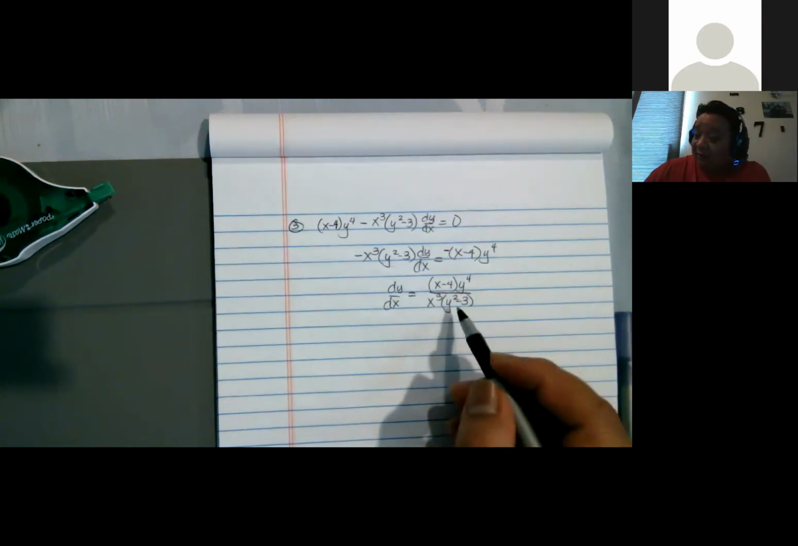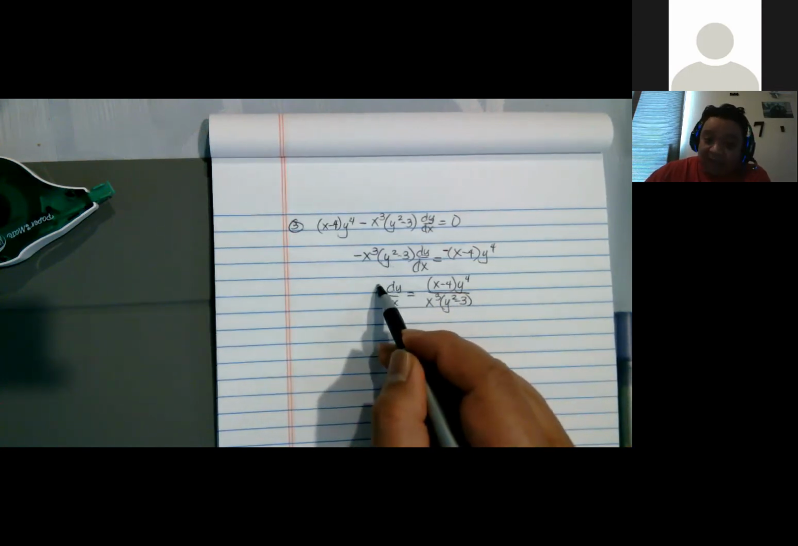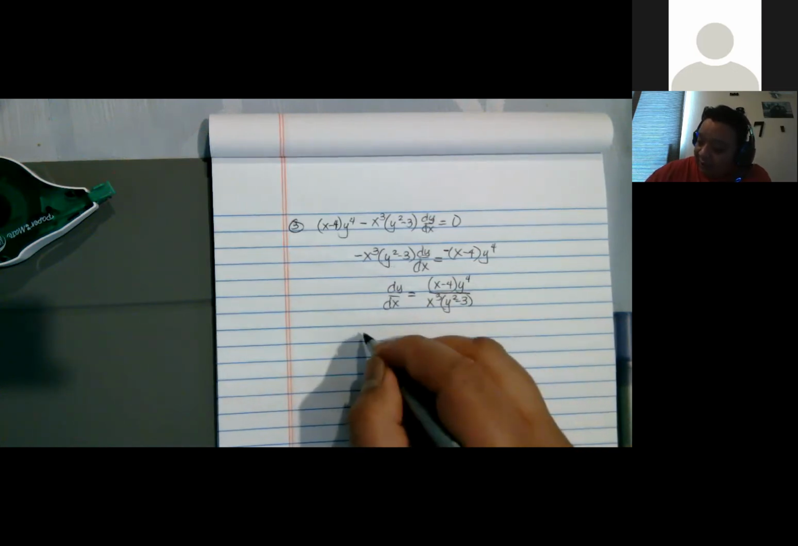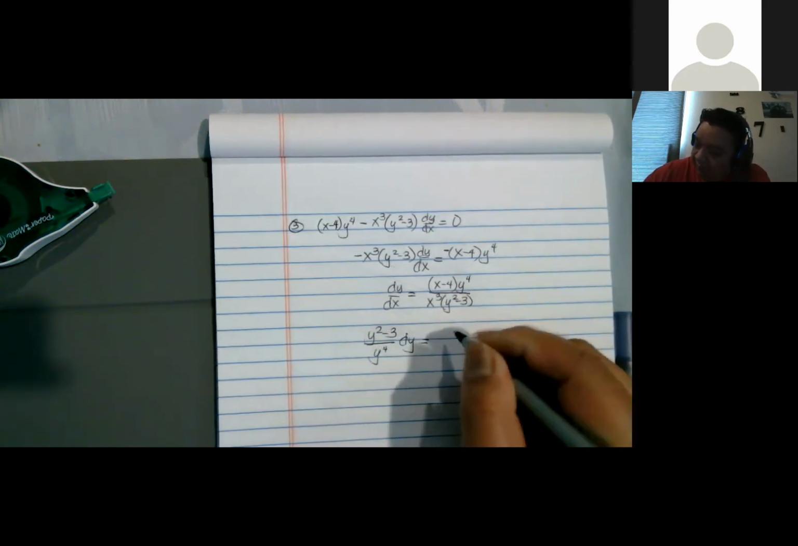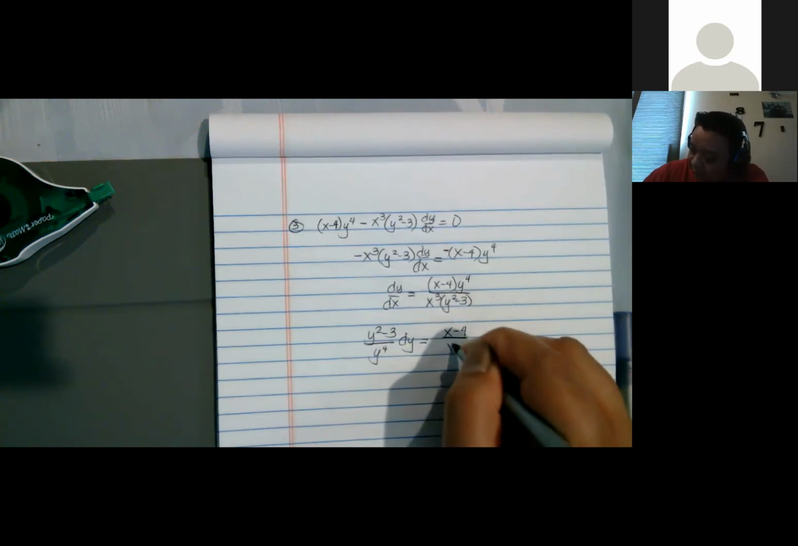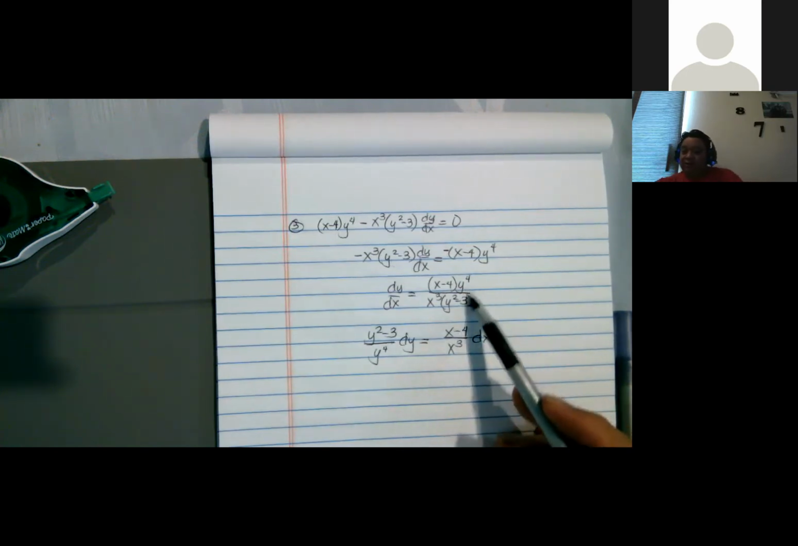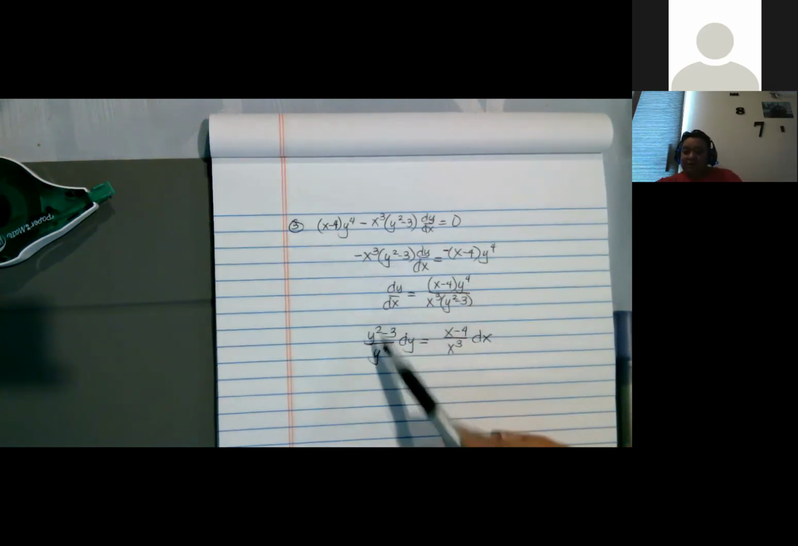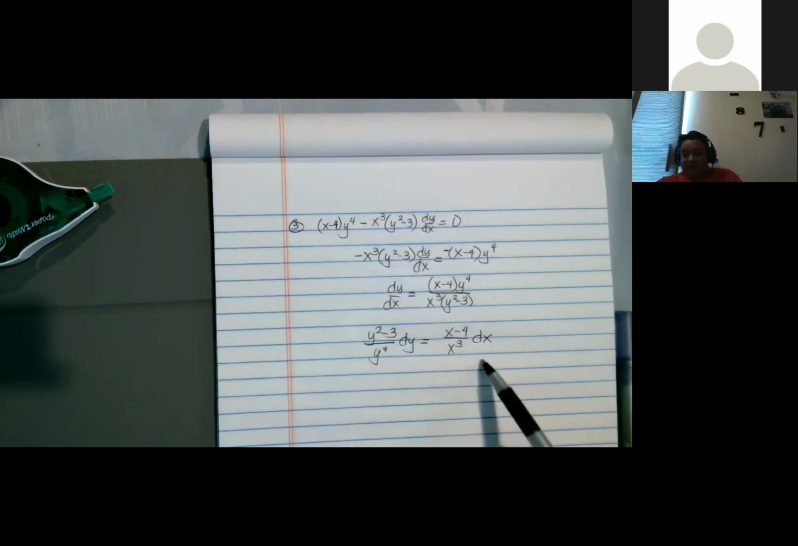All right, so again, it is separable, right? So obviously the dx will land over here. So this one gets multiplied, the y⁴ gets divided, so you end up getting (y² - 3) over y⁴ dy is equal to (x - 4) over x³ dx. Right, so this one will be divided, that's why it ended up at the bottom. This one has to be multiplied, so it ends up being on top. And then again, dy and dx are going to be over there. Okay. Questions?